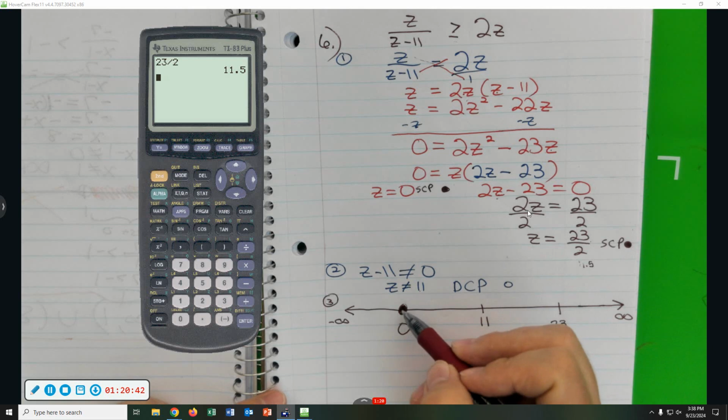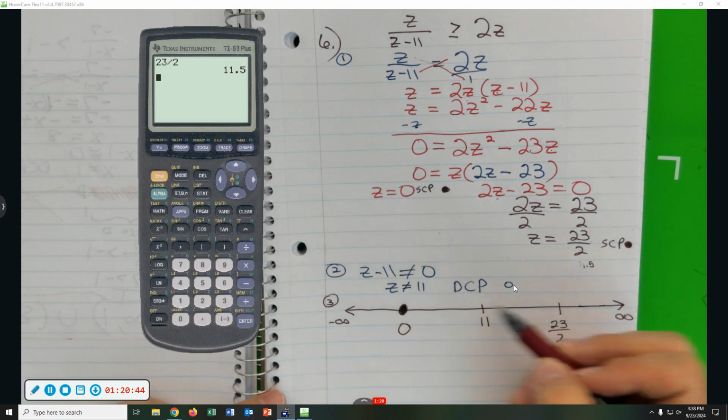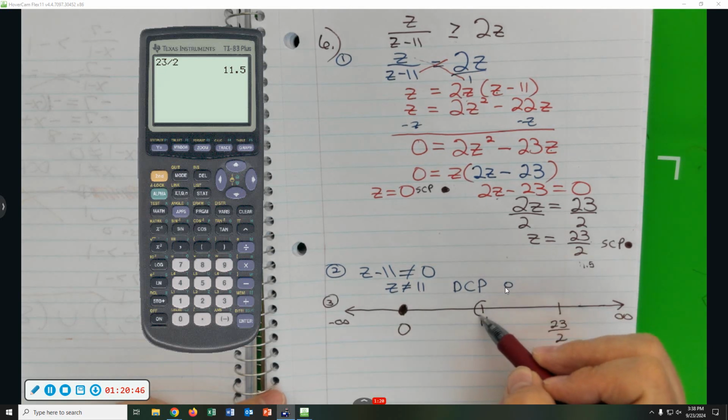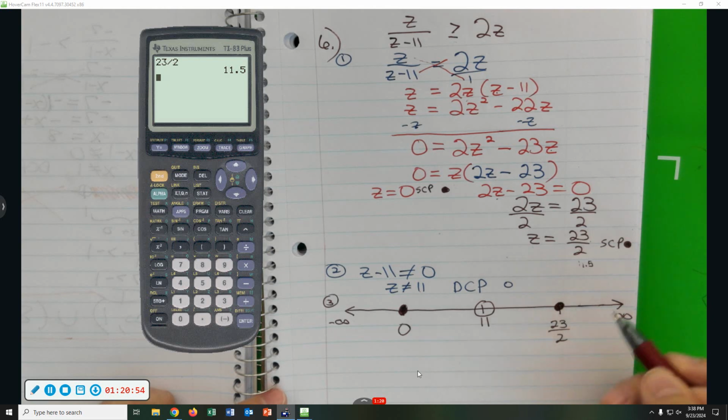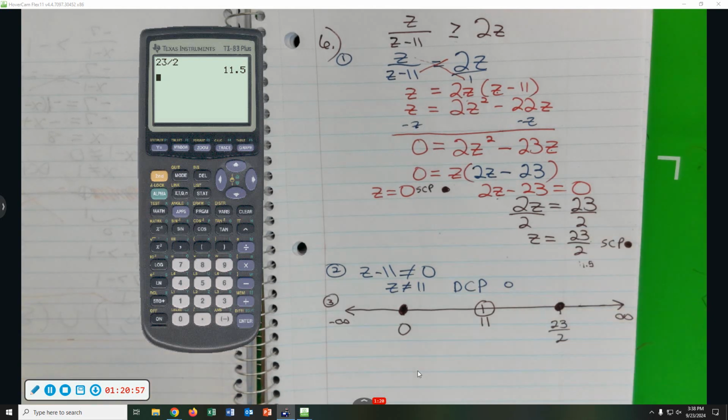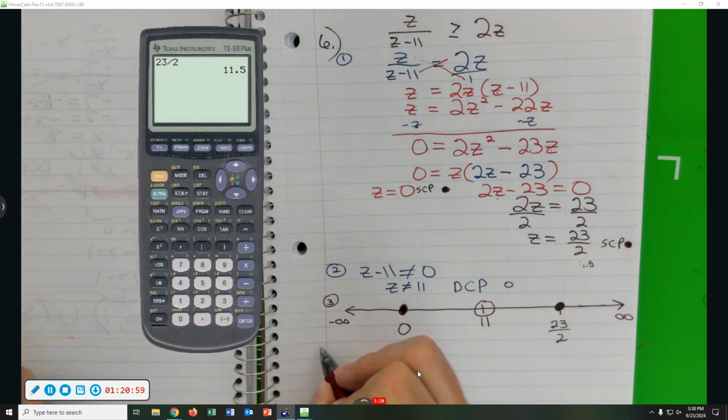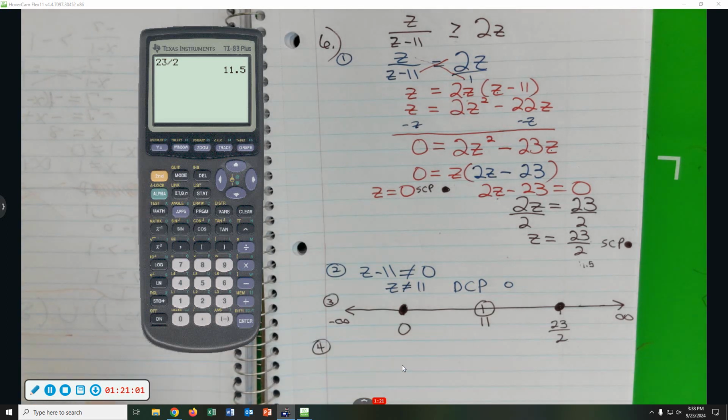What about 11? Open. 23 halves, closed. Imagine as a young student just thinking about it and getting the answer. Well, I think at this stage of the game you need a sequence of steps.